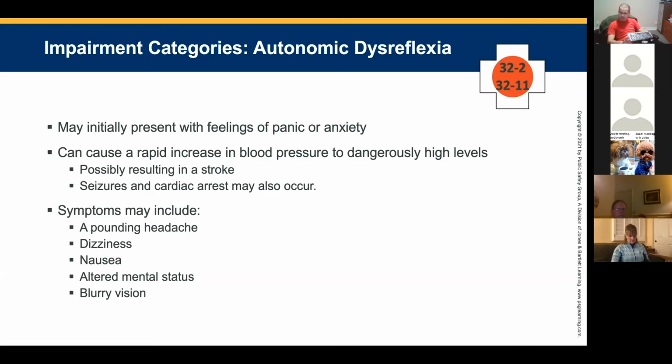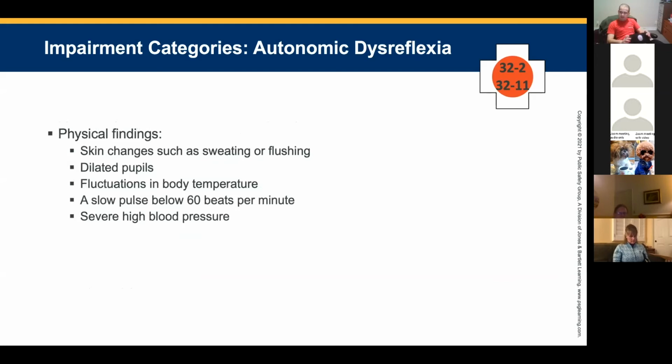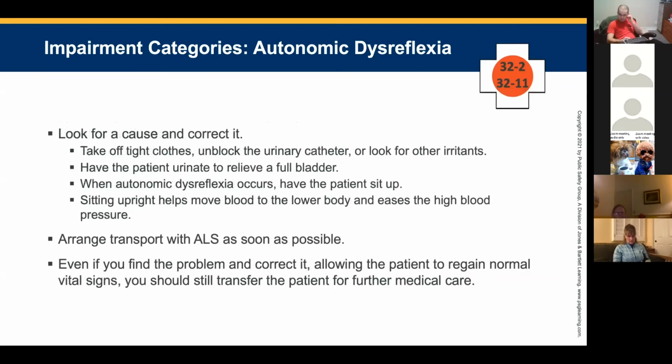Symptoms of autonomic dysreflexia include a pounding headache, dizziness, nausea, altered mental status, and blurry vision. Physical findings can include skin changes, such as sweating or flushing, dilated pupils, fluctuations in body temperature, a slow pulse below 60 beats per minute, and severe high blood pressure. So if we suspect it, we want to try to find a cause and correct it. So this would include taking off tight clothing. If they have a urinary catheter in place, inspecting the urinary catheter to make sure it's not blocked, and looking for other irritants. We can also have the patient urinate to relieve a full bladder.